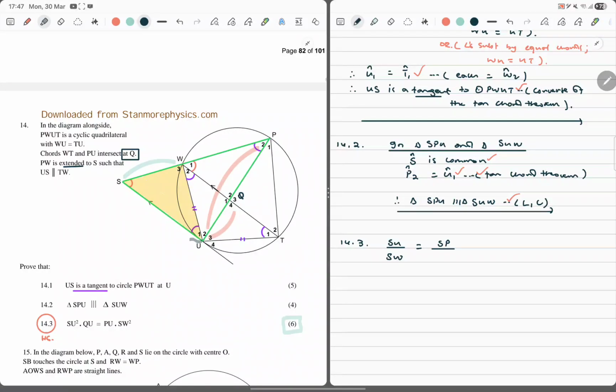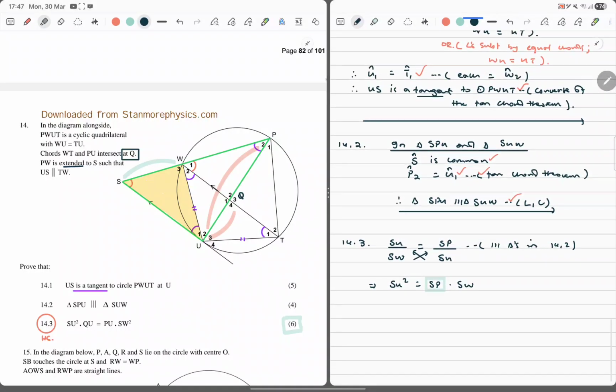SP is opposite this big one. Of course, this big one would be equal to W3. The side opposite that is SU. Okay, we can say this is similar triangles, and then we cross multiply. So we will see that SU squared is going to be SP times SW. Now the enemy to progress is SP. Now we know that we can use that proportionality theorem.